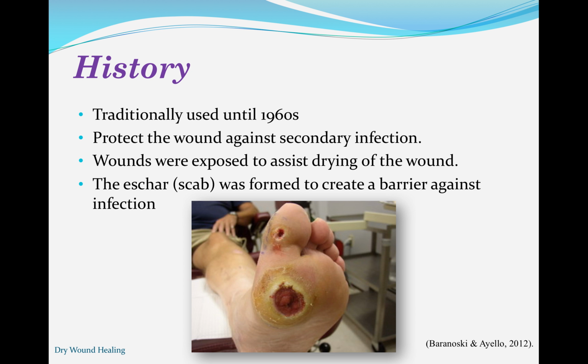Dry wound healing was traditionally used up until the 1960s and was thought to protect the wound against secondary infection. This was achieved by applying dressings to absorb all exudate, creating a dehydrated wound. In addition to this, wounds were exposed to assist in drying of the wound. The eschar or scab was then formed and was thought to create a barrier against bacteria.